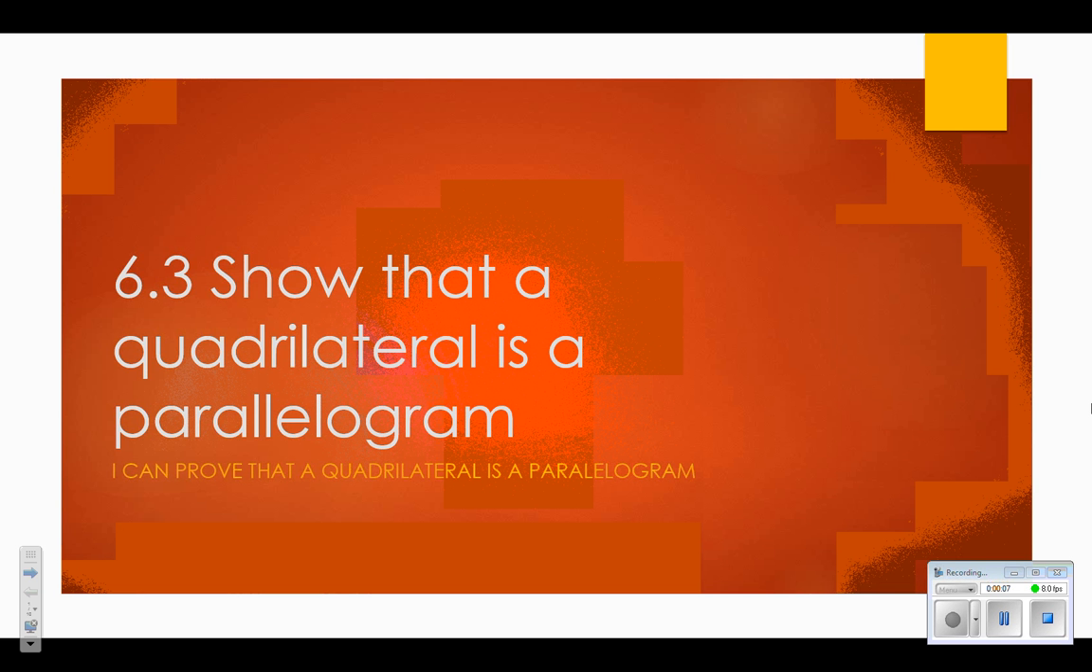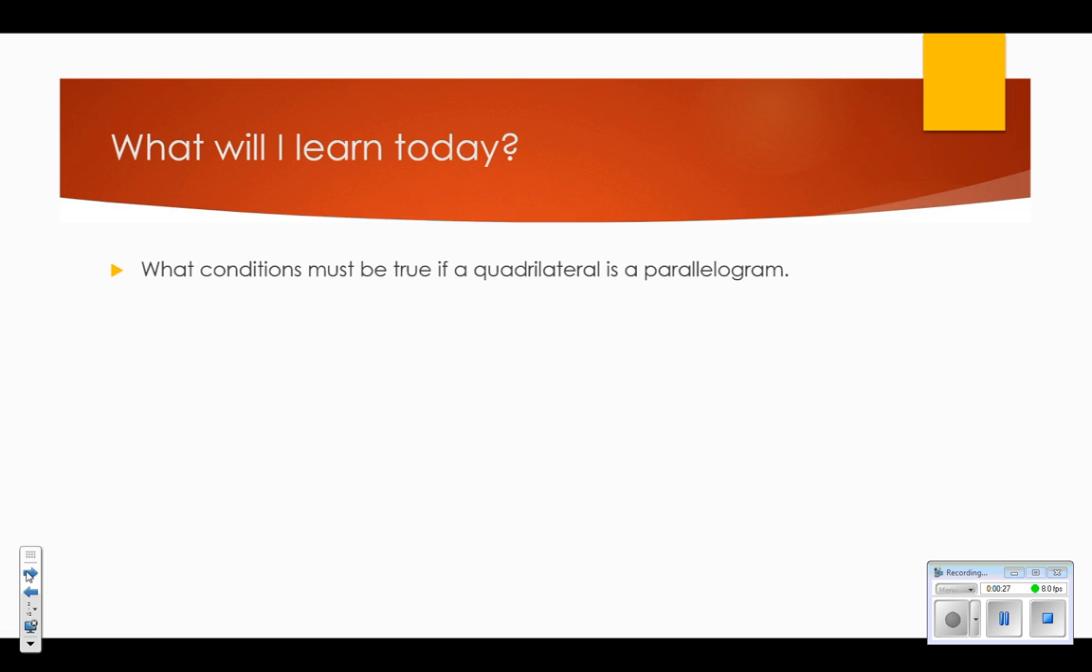Okay, today we're going to continue talking about quadrilaterals and parallelograms. Yesterday, you just kind of learned what some characteristics of parallelograms were. Today, you're going to learn how you would actually prove that a quadrilateral, remember, four-sided figure, is a parallelogram. So, what conditions must be true if a quadrilateral is a parallelogram? That's what you're going to learn today.